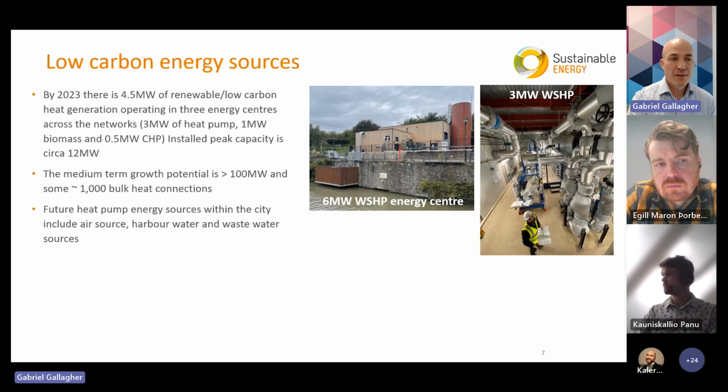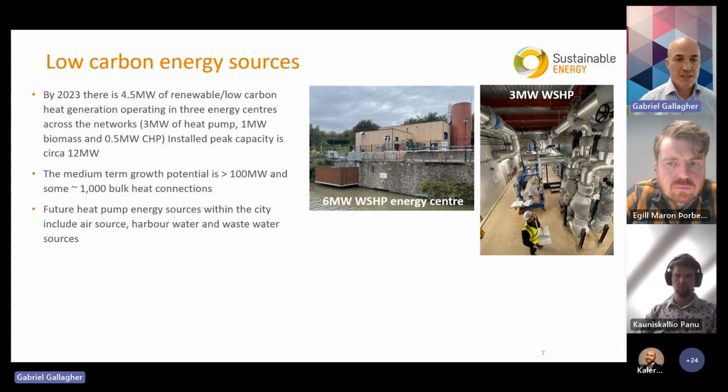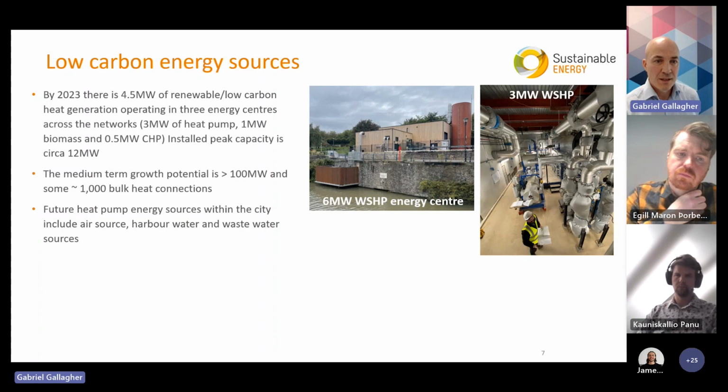So by 2023, there's some 4.5 megawatts of low carbon sources, a 3 megawatt heat pump, biomass boilers, and CHP, with a peak capacity around 12 megawatts currently. But in that medium growth scenario, the mapping and the opportunities there are probably in excess of 100 megawatts, with some 1,000 bulk heat connections potentially added to that. So those networks are envisaged to build around future heat pump sources within the city, air sources, more from the harbour, and some wastewater sources.